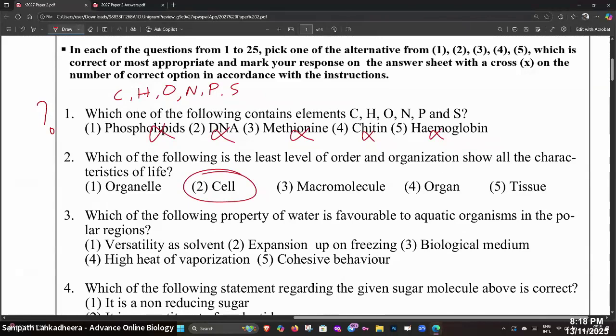The least level of order and organization that shows all characteristics of life. So we'll take the second one as the answer for that. Cell is a better answer. Question number 3.